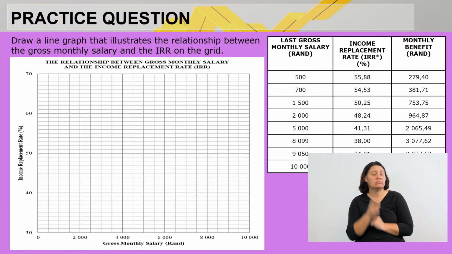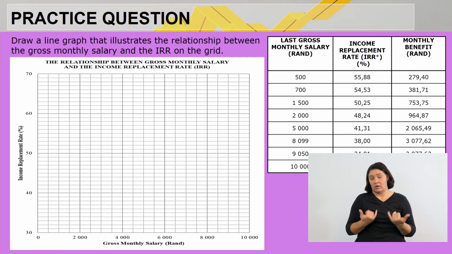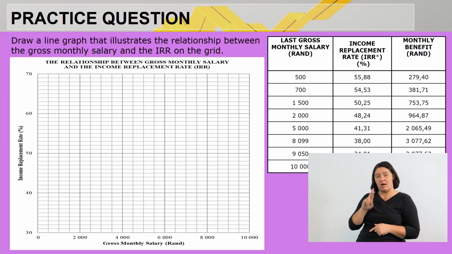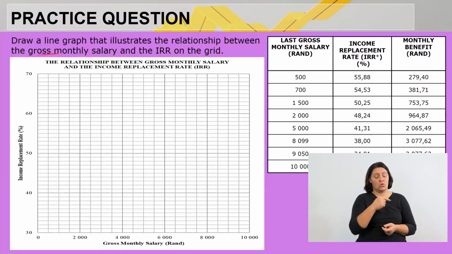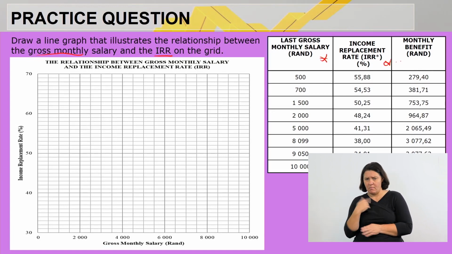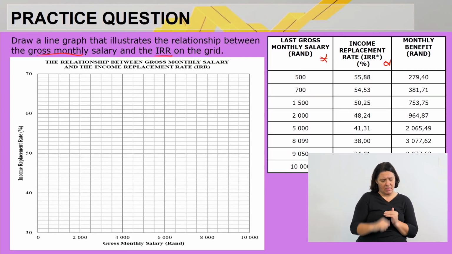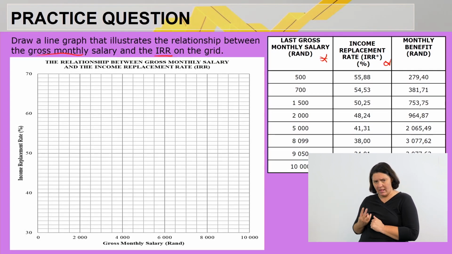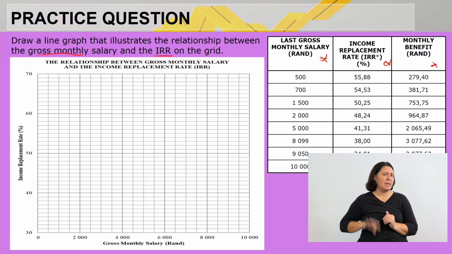So what is it that we need to do? It says here, draw a line graph that illustrates the relationship between the gross monthly salary and the IRR on the grid. As you can see, we are referring to two things here, the gross monthly salary and the IRR. But when I go to my table, I note there are three different variables: my gross monthly salary, my income replacement rate, and a monthly benefit.